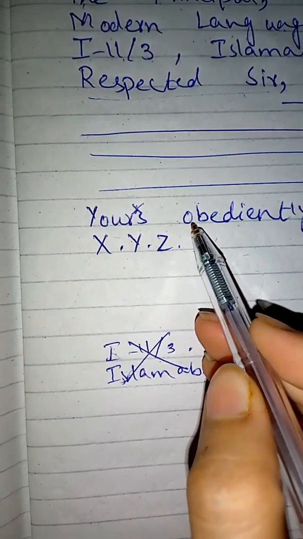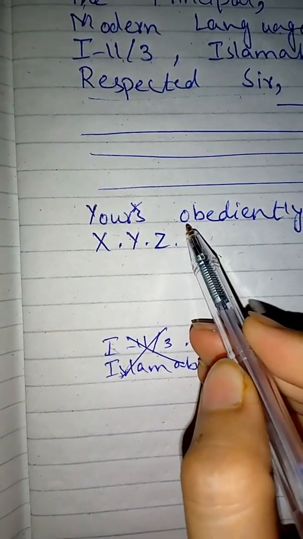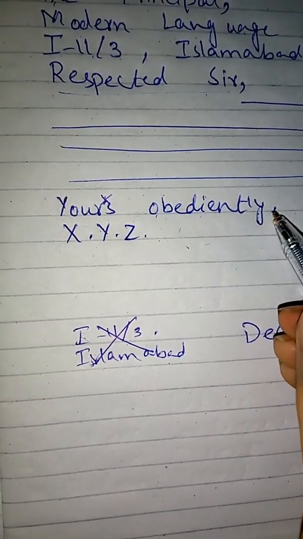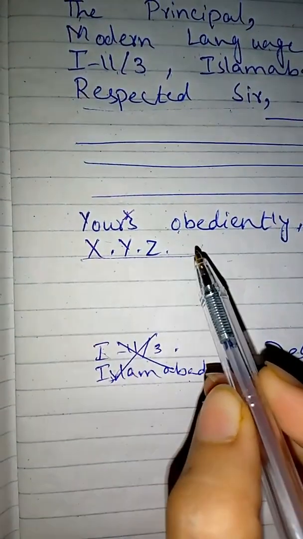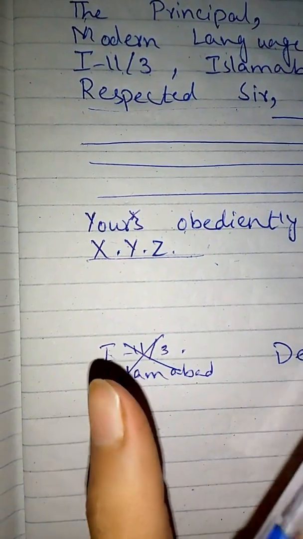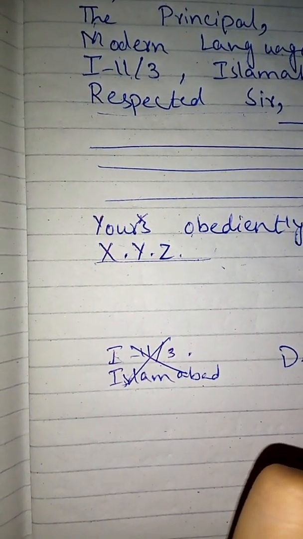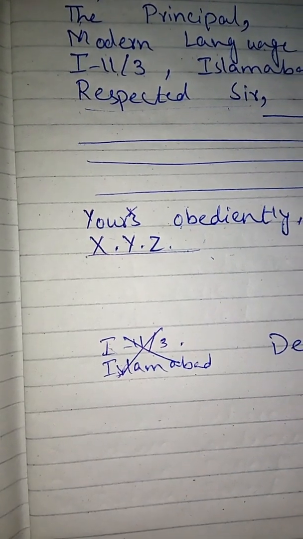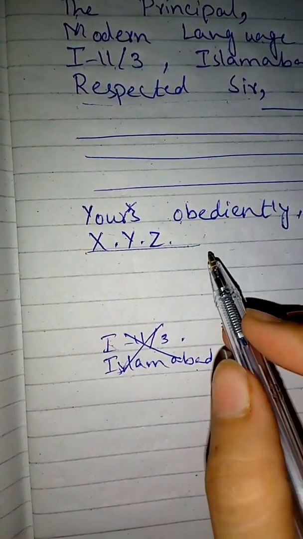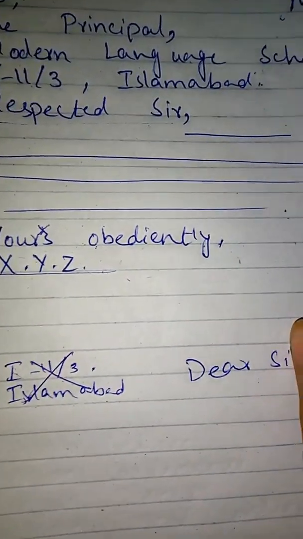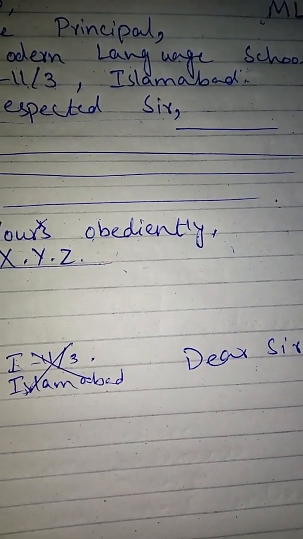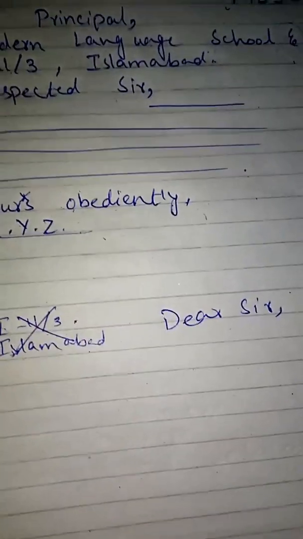Then you have to write this O in small letters, and then at the end you will put comma, and in the place of XYZ you are not allowed to write your name. Why are you not allowed to write your name? Because we are doing this from our examination point of view, that's why you are not able to write it.